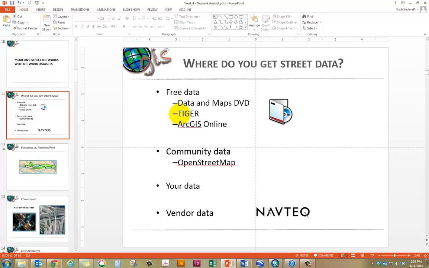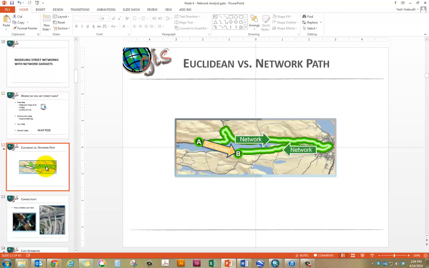And then there is community data from OpenStreetMap, and if you are a civil engineer or you work for the Department of Transportation, you have your own data. And then there are vendors like Navtech and TeleAtlas, who actually provide some of this street network data, which you can buy for a hefty price. Again, it really depends on the level of sophistication and accuracy you are looking for.